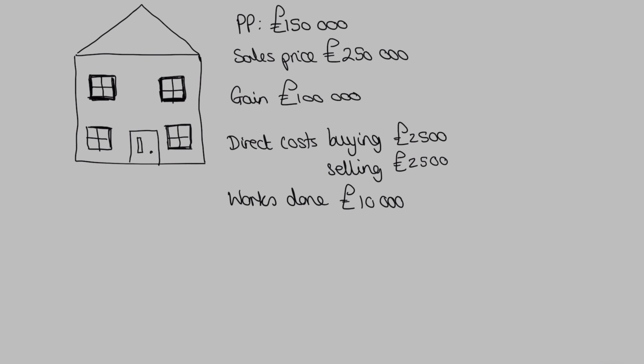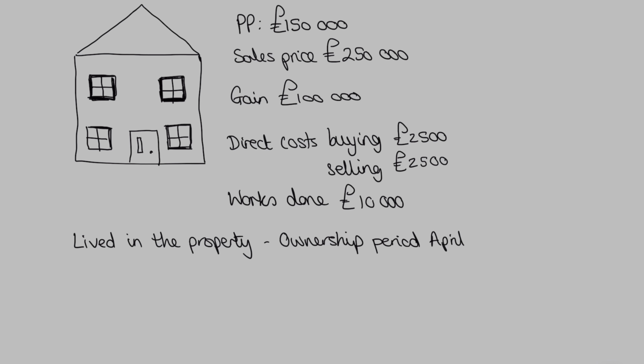Now, the period that she actually owned this property is from April 2008 until July 2023 when she sold it. So for that whole period is when she actually owned the property. She's also let the property, so we've got this mix where she's got a period where she can get principal private residence relief, and she's got a period where she can't. So to reiterate our numbers, we've got April 2008 through to July 2023, which is when she owned the property, and we've got a period where she let it.